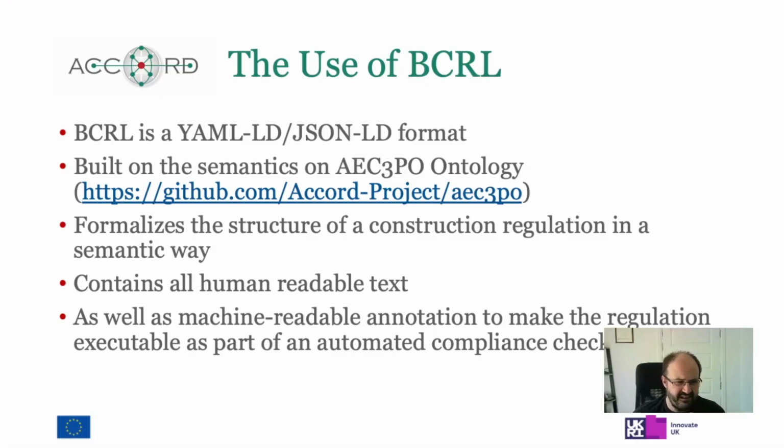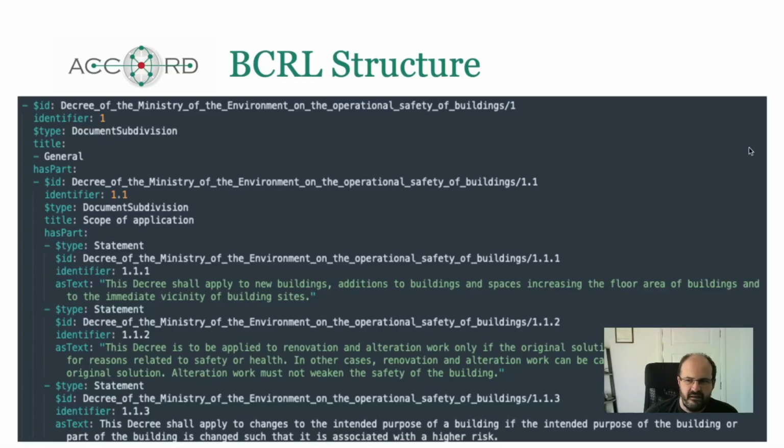As I mentioned previously, they contain all the human readable text of the regulations, as well as their structure like paragraphs, sections, subsections, cross-references, etc., as well as machine readable annotations to make the regulations executable as part of an automated compliance checking process. This is an example of the structure of BCRL.